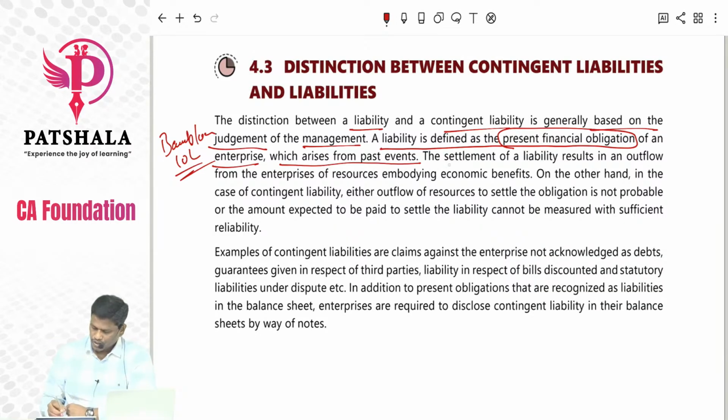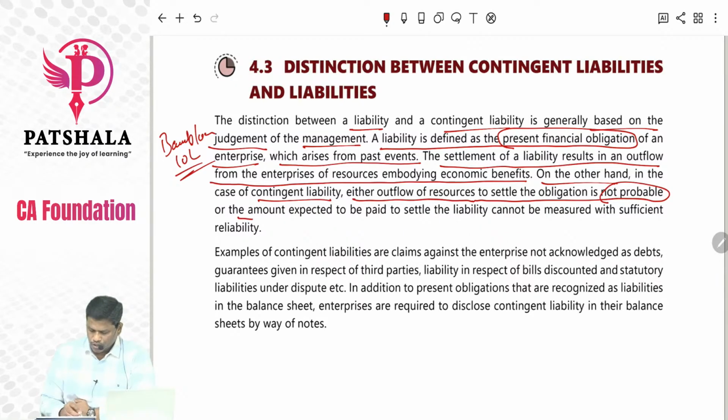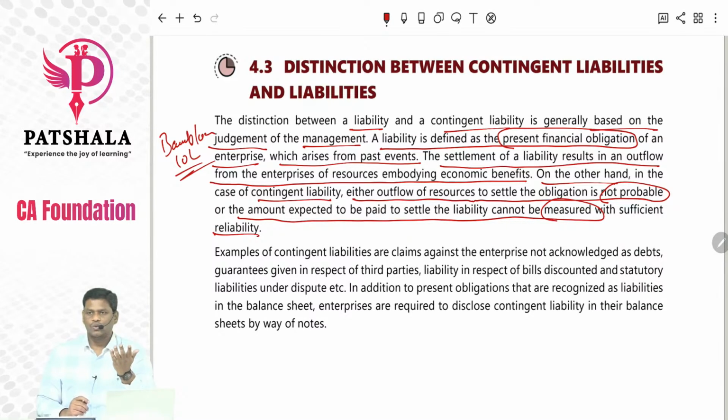The settlement of a liability results in an outflow from the enterprise of economic benefits. And if I have to pay a bank loan, shall I pay money or not? Do you know how much or not? So exactly you know how much. On the other hand, in case of contingent liability, either the economic outflow of resources to settle the obligation is not probable, nor can the amount expected to settle the obligation be measured with sufficient reliability. It is not known how much, or when to pay, but liability is confirmed. Okay? Write it down. First point.